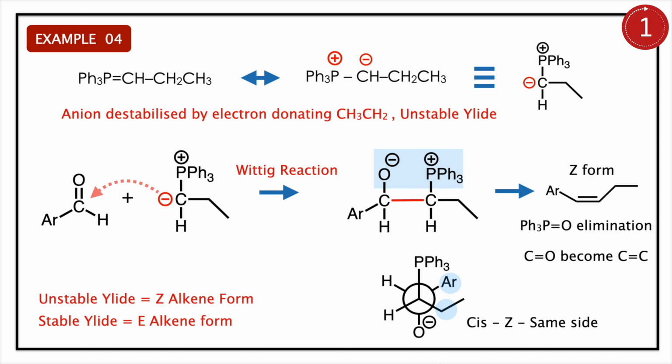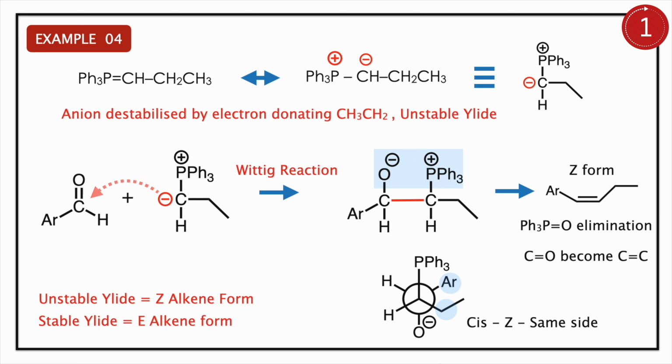Here the starting material is a phosphorus ylide. Let us rewrite it with charges. You have positive and negative. The negative charge is the nucleophile. So we have an electrophile and a nucleophile. The attack happens. You have a new C-C bond, with phosphorus and oxygen nearby.